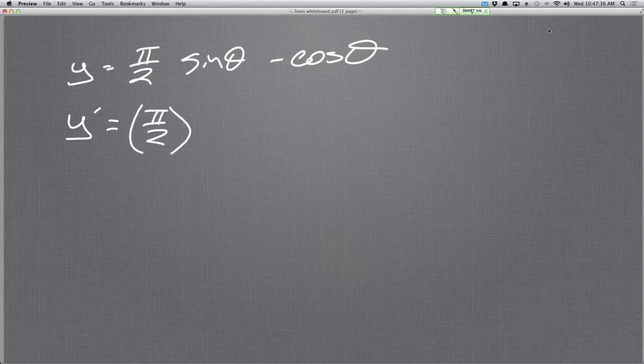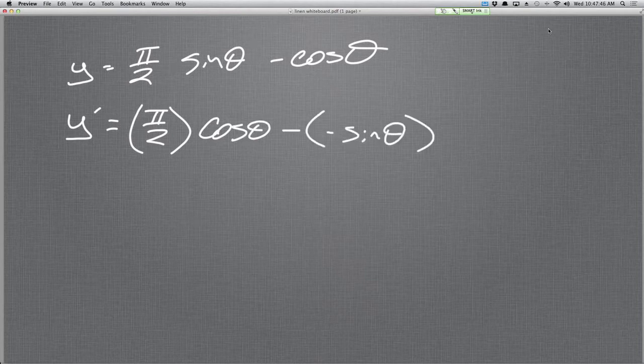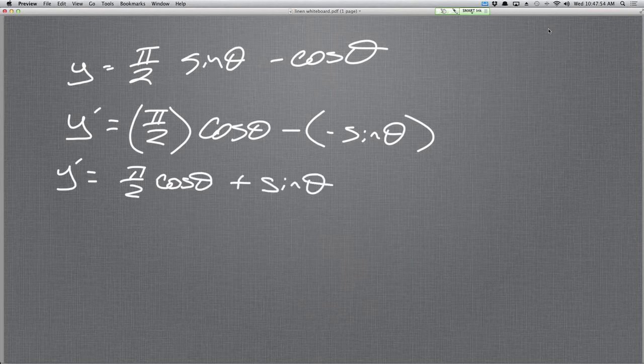What's the derivative of sine? Cosine. And then minus, what's the derivative of cosine? Negative sine. So I clean it up a little bit. So that is pi over 2 cosine of theta plus sine of theta.